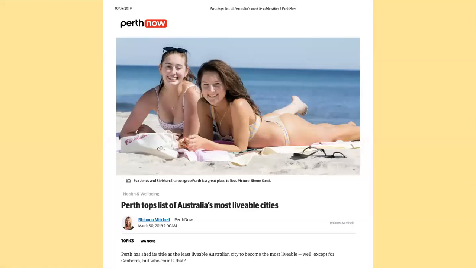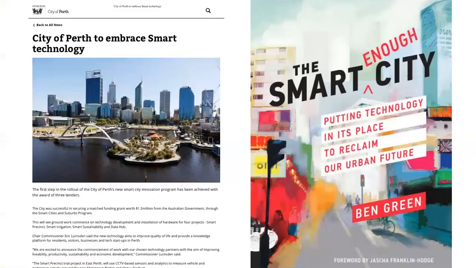But maybe those of us that have been locked up in our local areas in this city might think, well, we've actually got a bit to be grateful for at the moment, but maybe it's not much to do with smartness. So the City of Perth, Joondalup Council, and a number of Perth councils have put a lot of work into becoming smarter cities.